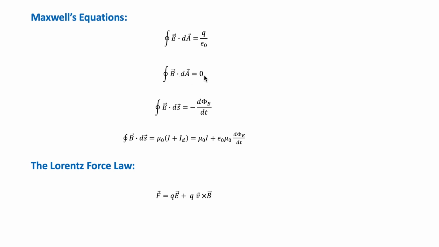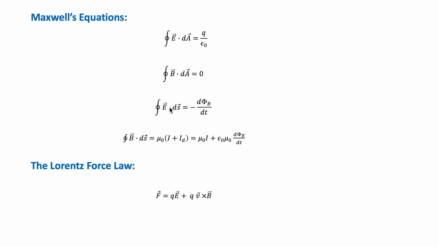And it states that the net magnetic flux through a closed surface is equal to 0, which means the number of magnetic field lines entering a closed surface is equal to the number of lines leaving, which means magnetic field lines cannot begin or end at any point, right? And this implies that isolated magnetic monopoles do not exist.